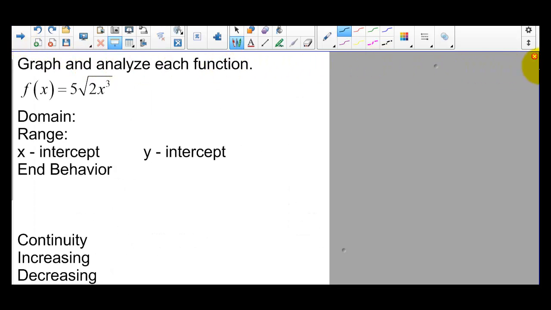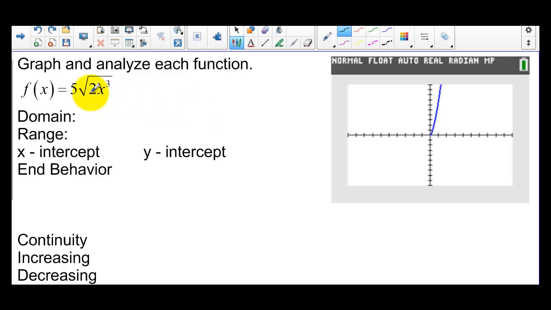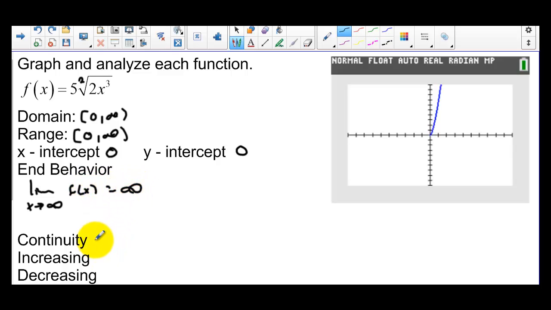Graph and analyze each function. So we've graphed this on the graphing calculator. We have an even root, so the domain is 0 to infinity. The range is also 0 to infinity. The x-intercept is 0 and the y-intercept is 0. And we have the end behavior to the right side only on this one. So limit as x approaches infinity of f of x equals positive infinity. The continuity is everywhere this function exists. This function is increasing on 0 to infinity and it is decreasing nowhere.